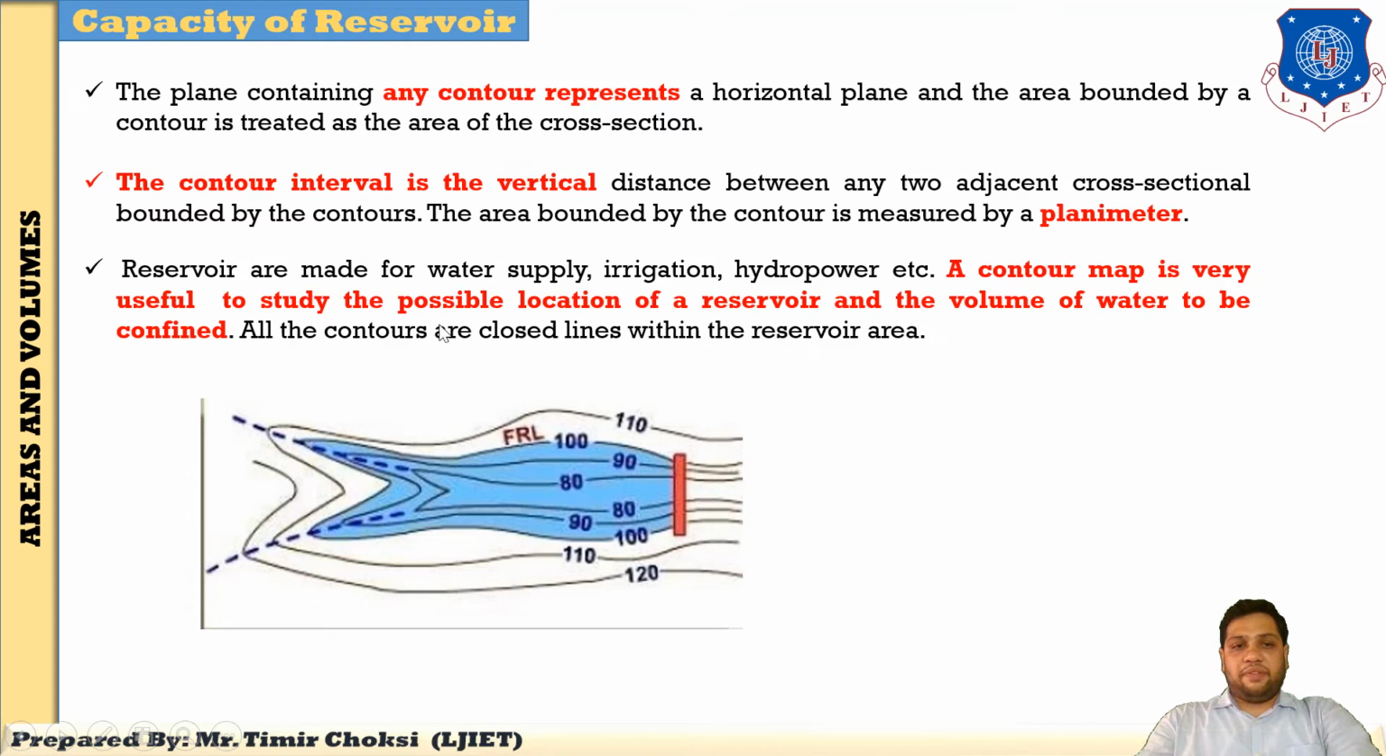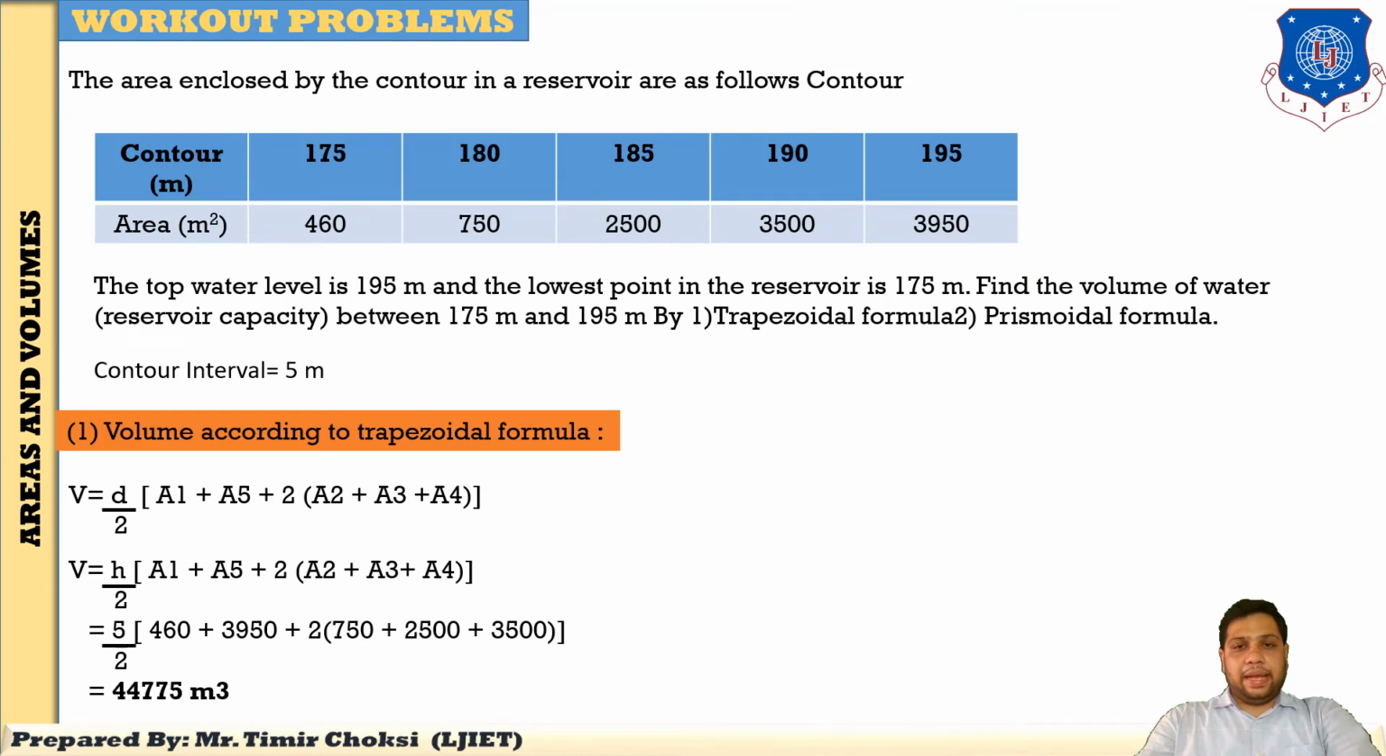So based on this contour map, you find the capacity of the reservoir. A contour map is very useful to study the possible location of a reservoir and the volume of water to be confined. These theory parts are not in our syllabus, but I mention them just for reference, so we will not go into detail. So you directly go to the example of the capacity of the reservoir.